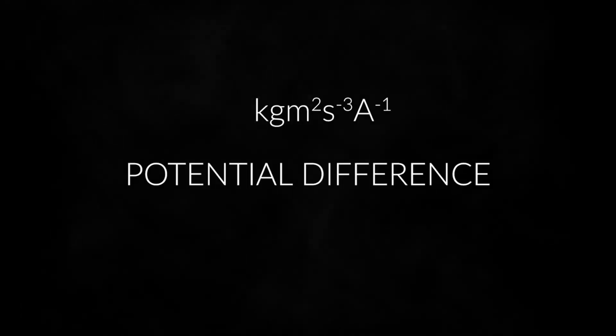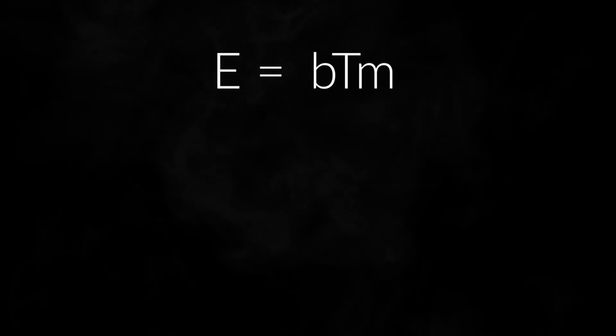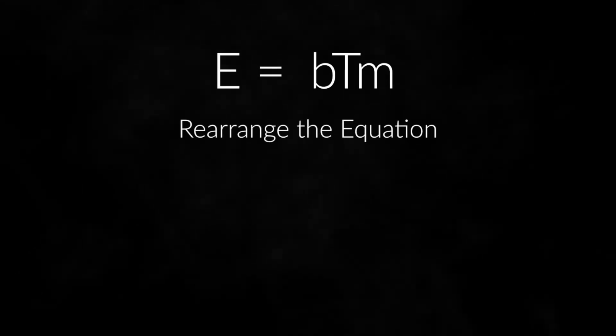So these are the units for potential difference. Similarly, I can do the same thing with constant B. Energy is equal to constant B multiplied by temperature into mass.